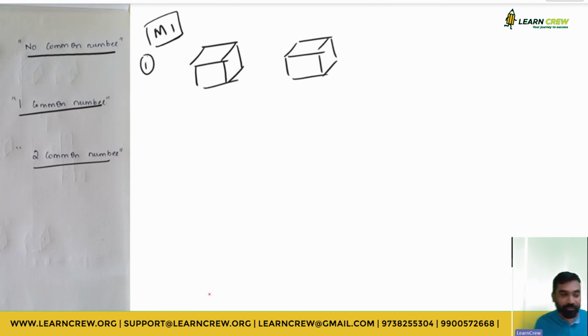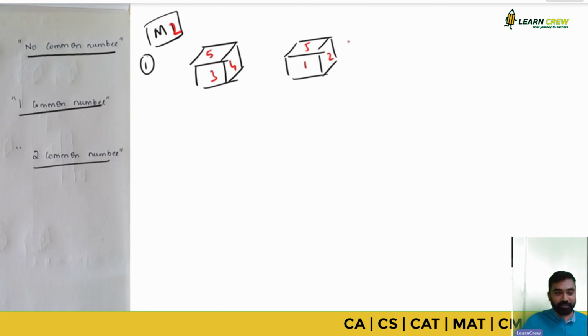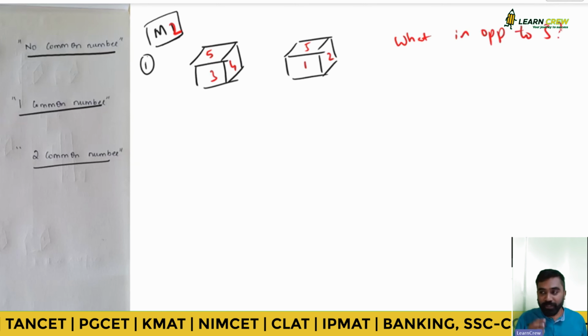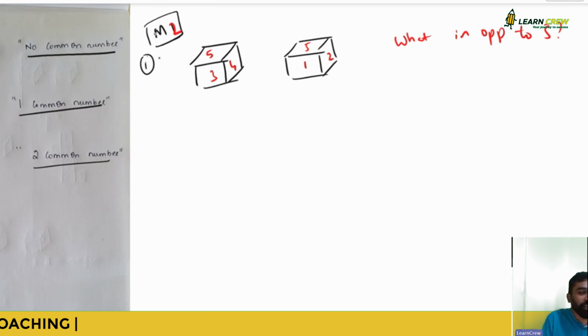Sir. Now, model number 2. Okay, model number 2. Now I am having numbers like this: 5, 3, 4 and 5, 1, 2. 5, 1. Now, in this, I'm asking what is opposite to 5? What kind of thing is this? You tell me. Now, this is model number 2 where there is one common number.